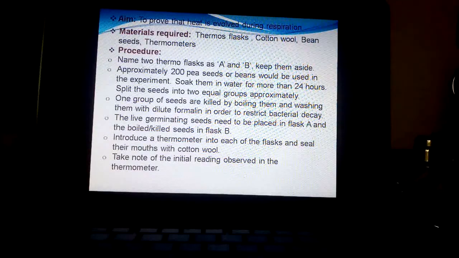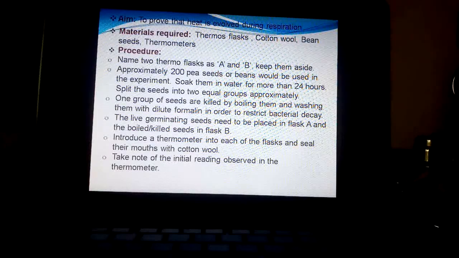One group of seeds is killed by boiling them and washing them with dilute formalin in order to restrict bacterial decay. In your previous experiments, to restrict bacterial decay, we have taken carbolic acid. Here we are taking formalin. Got it? So the live germinating seeds need to be placed in flask A and the boiled, killed seeds in flask B. So which will be the experimental set? Experiment set is A and control set is B.